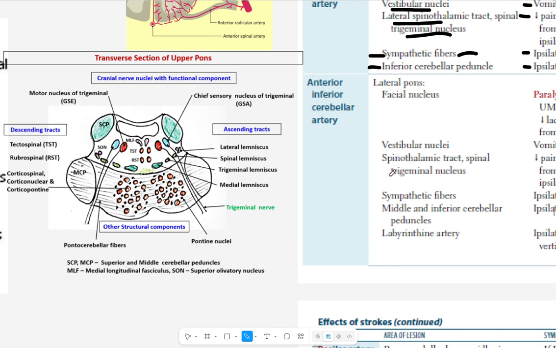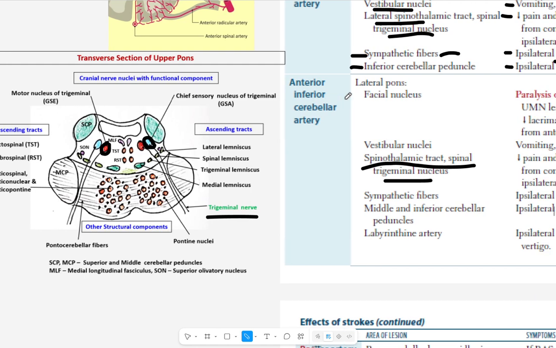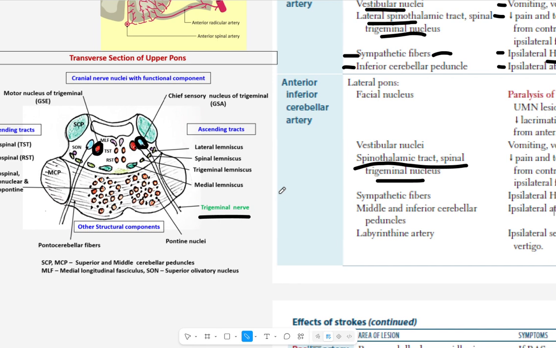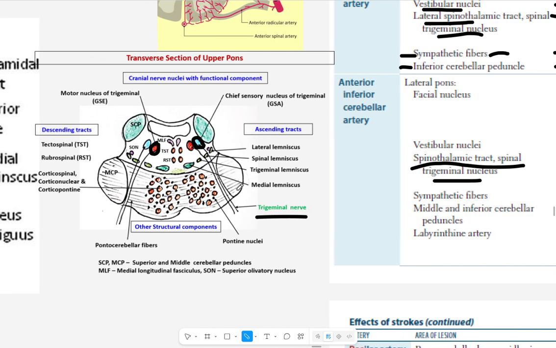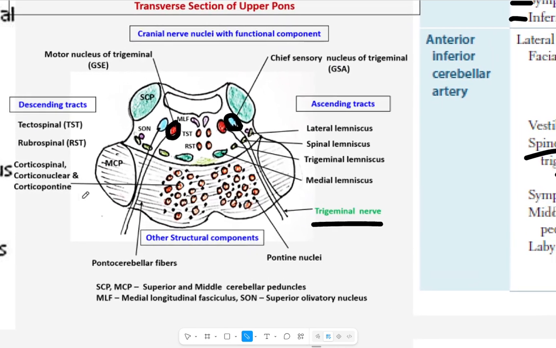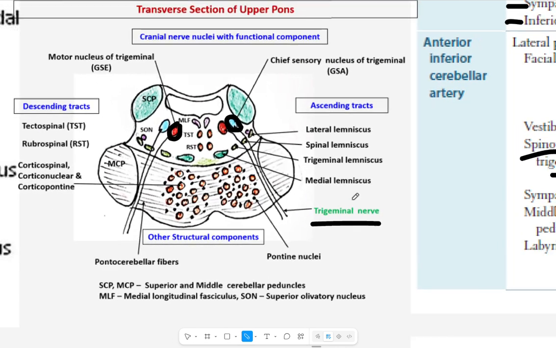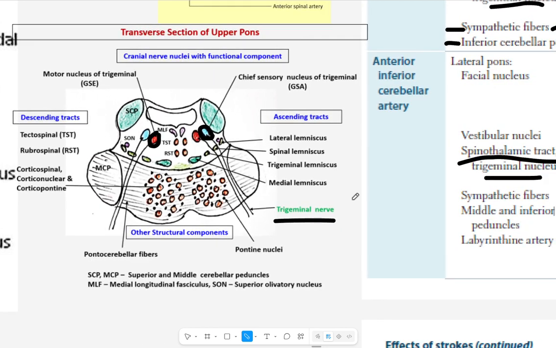Then we're losing the spinal thalamic tract and spinal trigeminal nucleus that I can see. So you can look at the spinal trigeminal nerve here, and then the nucleus here, the chief sensory nucleus of the trigeminal is here. The motor nucleus of the trigeminal is here, right? So you can see they're both on the lateral pons, and then we also are losing the spinal thalamic tract, right? So the spinal thalamic tract, can we see it here? No, not really. I cannot see the spinal thalamic tract here, right?